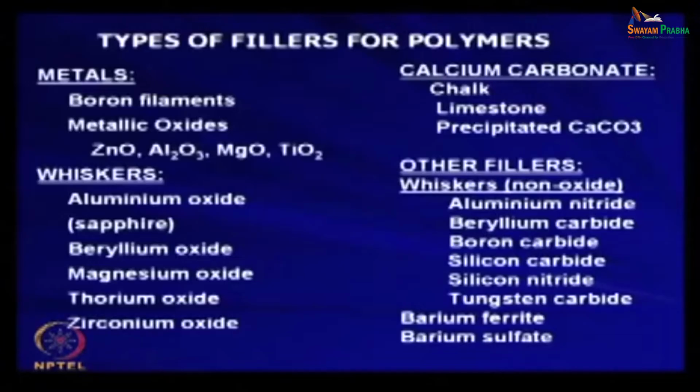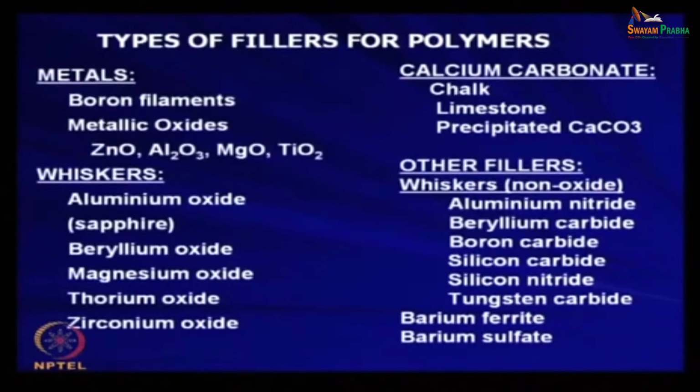So, this gives you a picture of different types of fillers used, other than glass, asbestos and silica based ones. Then metals, say metal powders or metallic fibers, are also used as fillers. Metallic oxides are also used as fillers, say boron filaments, zinc oxide, alumina, magnesium oxide, titania. Whiskers, aluminum oxide, sapphire, beryllium oxide, magnesium oxide, thorium oxide, zirconium oxide are also used as fillers. Calcium carbonates, say chalk, limestone, precipitated calcium carbonate, are also used as fillers.